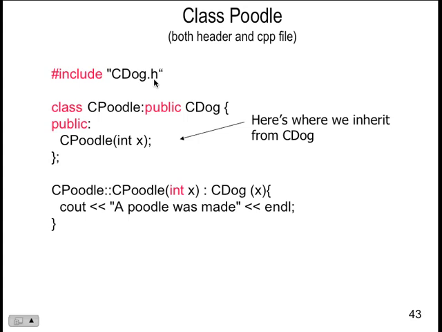We don't have to put the cdog.c++ file in here for reasons I just mentioned. So here we go, public, and this is the constructor that we're going to do for CPoodle. So here's where we inherit from dog. We take the CPoodle and we get an x that comes in as a parameter. And so we're going to create this from CDog. A poodle has been made instead of a CDog. So what we're doing here is essentially overwriting the default constructor of the base class with the implemented behavior that we're adding for the CPoodle.